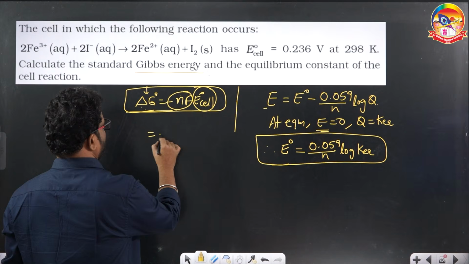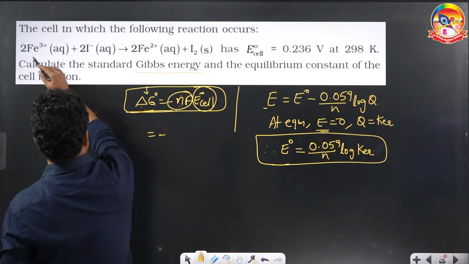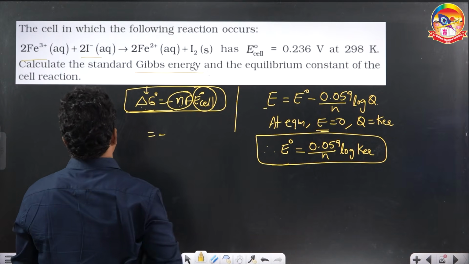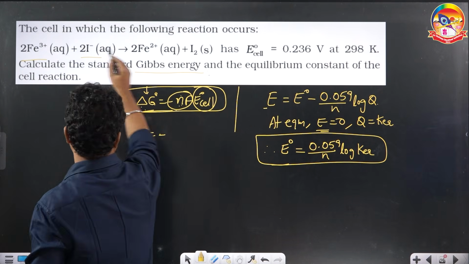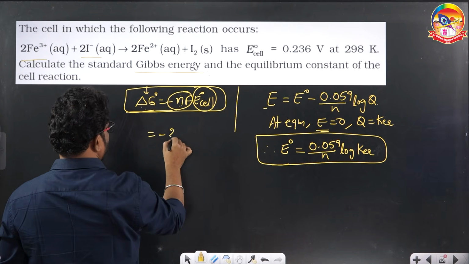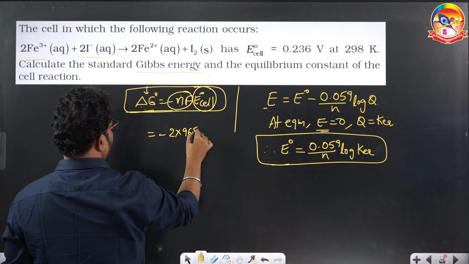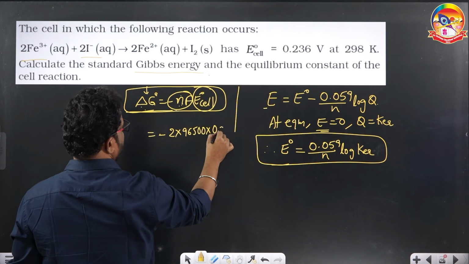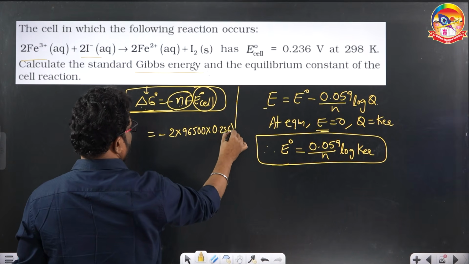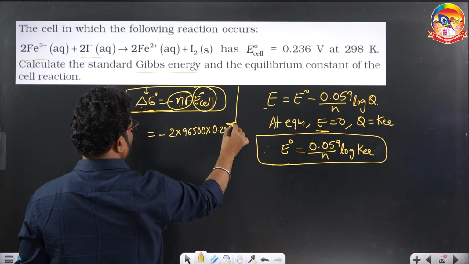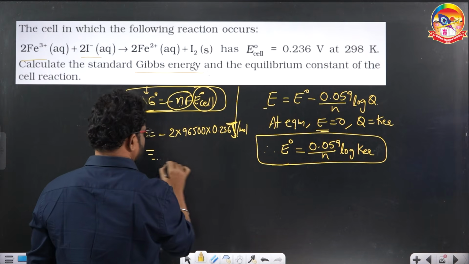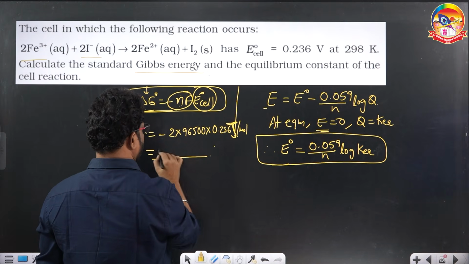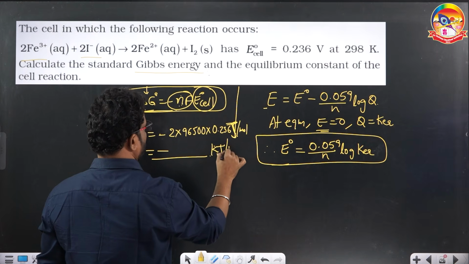So delta G naught is equal to minus the number of electrons transferred. In this reaction, it is 2Fe3+ to 2Fe2+, 2 electrons, or 2I- to I2, 2 electrons. So 2 into 96,500 into E naught cell, given 0.236. That will be in the units of joules per mole of reaction. We simplify this to get the final value in kilojoules per mole.